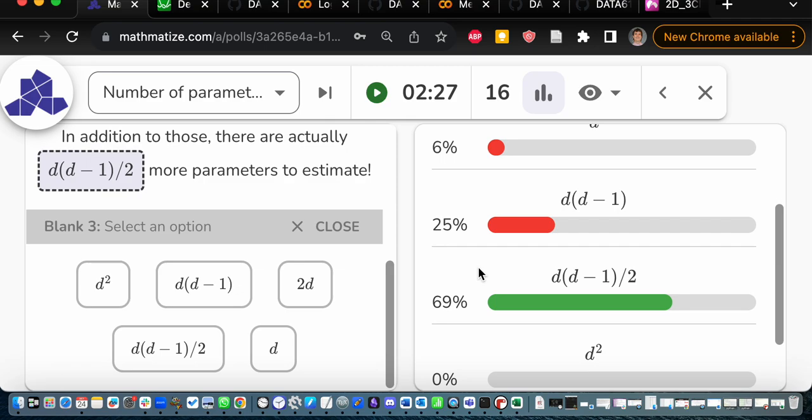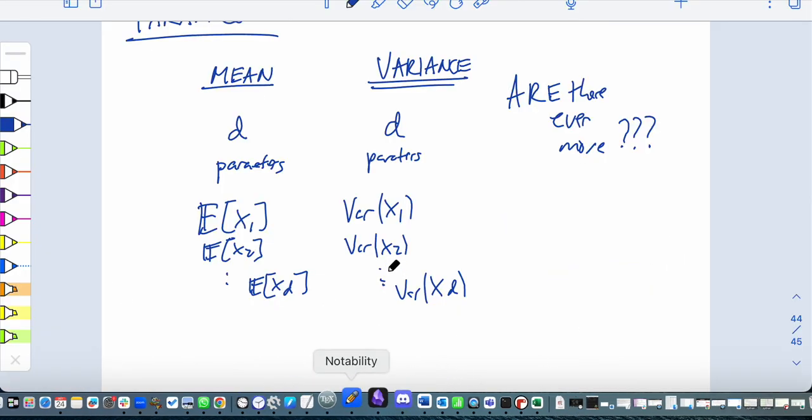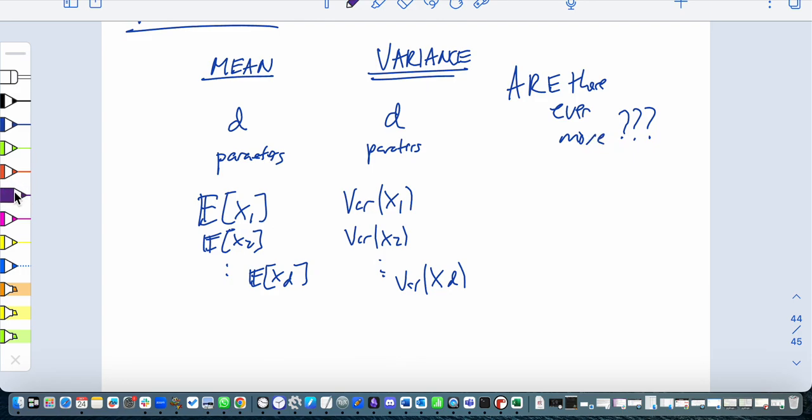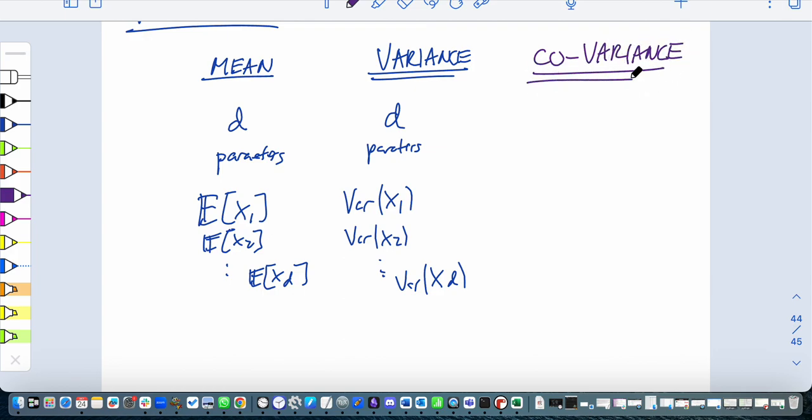So I think people, if you knew that you had to divide by 2, then you probably know what's going on here. What is d times d minus 1 divided by 2 counting? What did you say? The covariance. Yes. Okay, so there's d, there's more parameters. There's actually these covariances. These are the missing parameters that we don't have on our list yet. We have the mean and the variance of each parameter, and we have covariance. And there's d times d minus 1 divided by 2 of these.